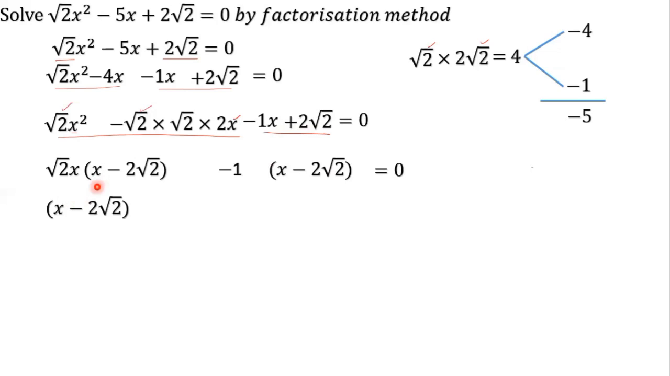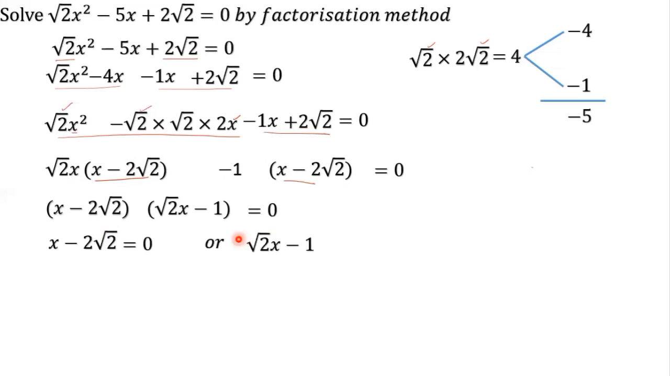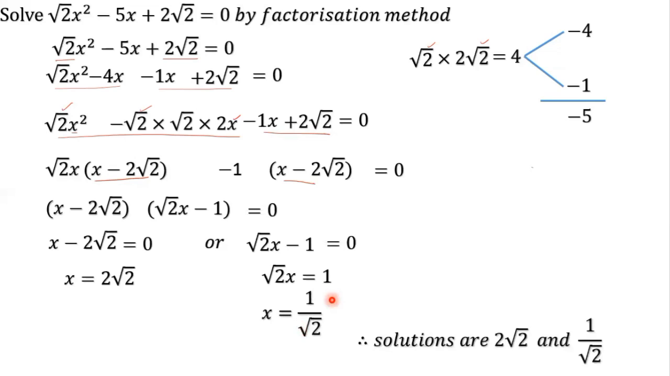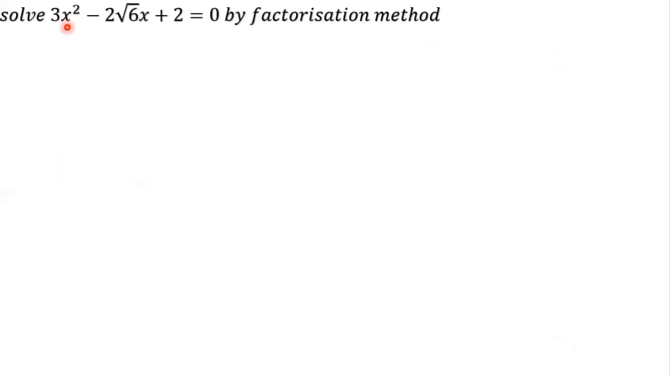is equal to 0. Now x minus 2 root 2 is common factor in both the terms. So x minus 2 root 2 common outside, then root 2x minus 1 is equal to 0. So x minus 2 root 2 is equal to 0 or root 2x minus 1 is equal to 0. So x is equal to 2 root 2 or root 2x is equal to 1. So x is equal to 1 by root 2. Therefore solutions are 2 root 2 and 1 by root 2.